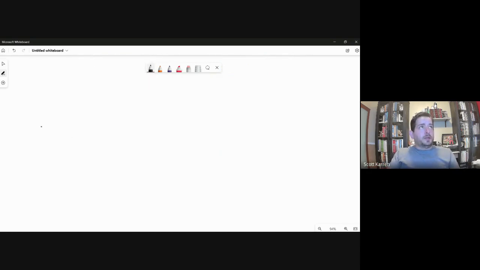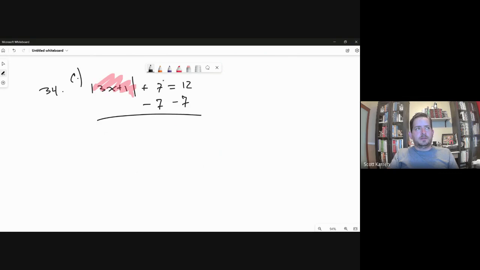Know how to manipulate an absolute value equation. So on 34, we're given, let's say, the absolute value of 3x plus 1. This is c. Plus 7 equals 12. So like the square root, I want to isolate that absolute value expression. So I'm going to subtract 7 from both sides. This gives me the absolute value completely isolated on the left is equal to 5.